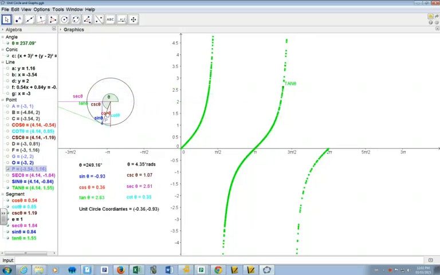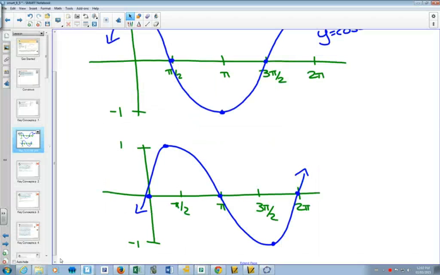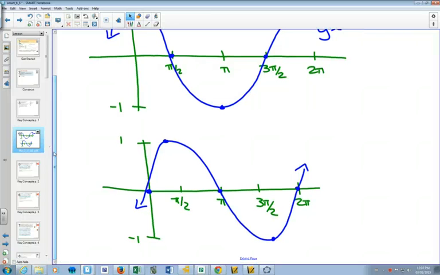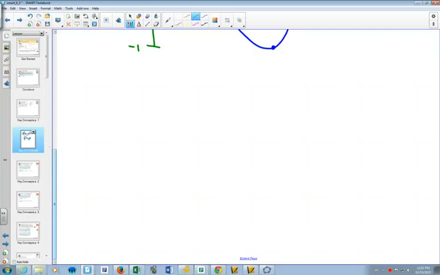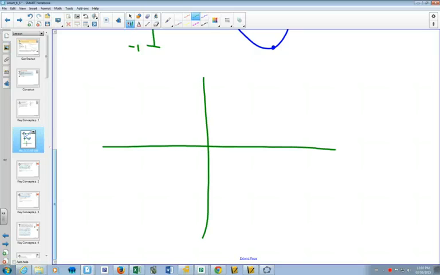Isn't that crazy? On your unit circle, so you have the tan graph on page 516. For your tan graph, at pi over 2 and at 3 pi over 2, it's undefined. So we draw that by making asymptotes.